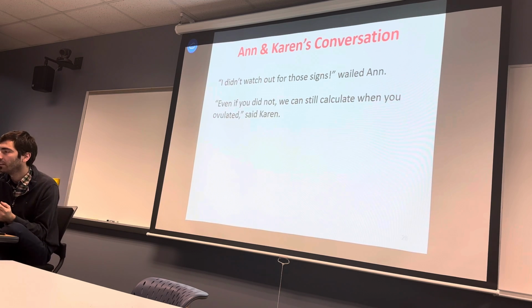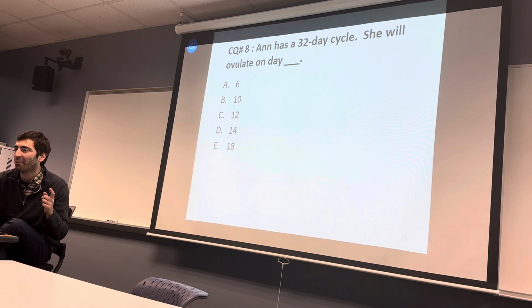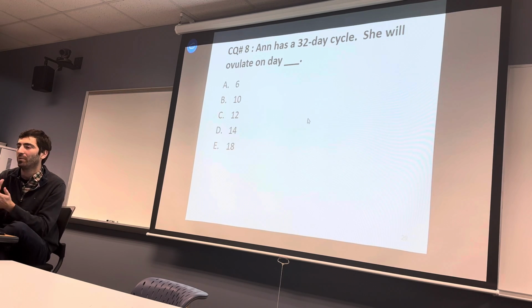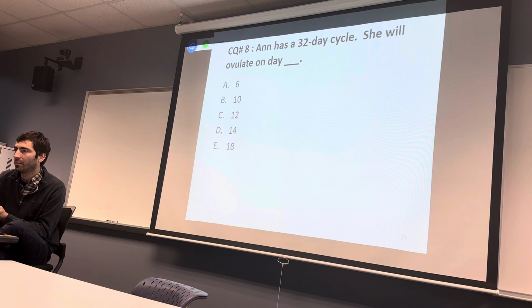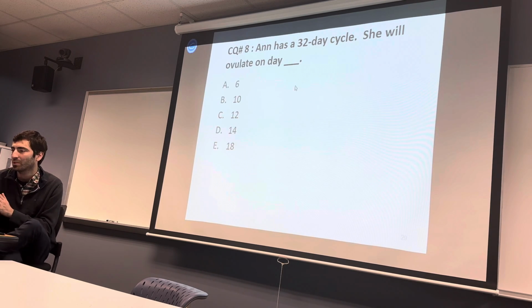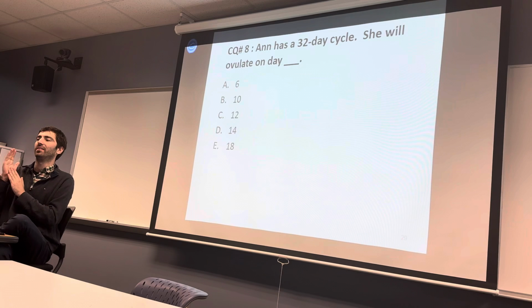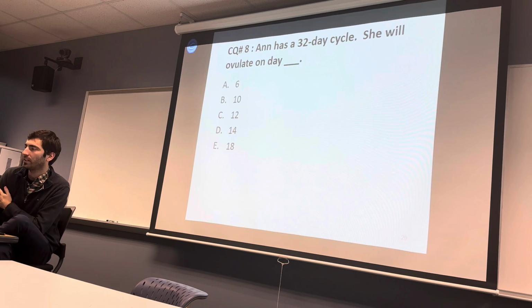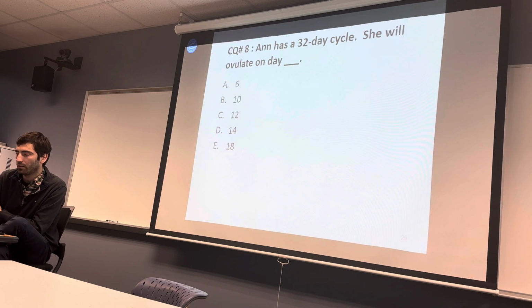All right, so now we're coming back to this question. Different numbers though. Based on what we learned, Anne has a 32-day cycle. When will she ovulate? She will ovulate on day 6, 10, 12, 14, or 18. Anne has a 32-day cycle. When will she ovulate?